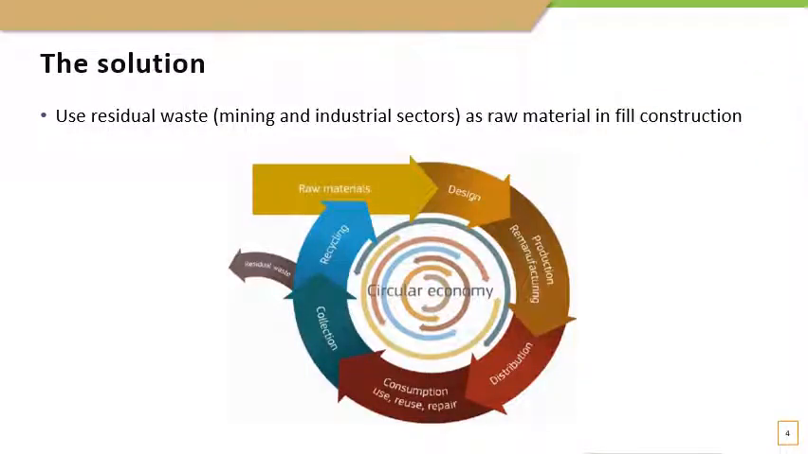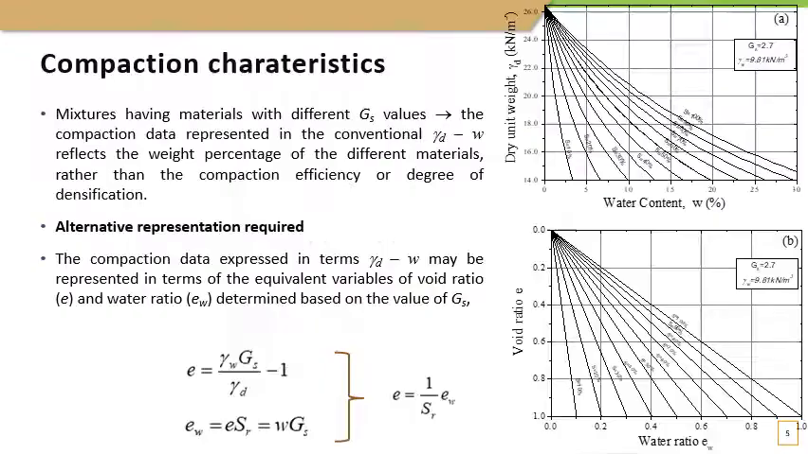However, the solution for this conundrum is basically to connect different circular economy loops, namely to take the residual waste from mining and industrial sectors that is currently being landfilled and use that as a raw material for fill construction. What I'm going to present in this talk is how we deal with these artificial synthetic materials and use established concepts for their application in construction projects.